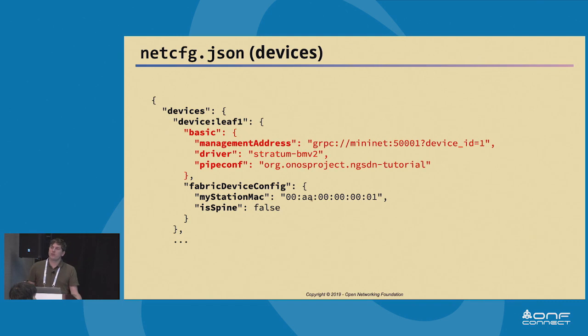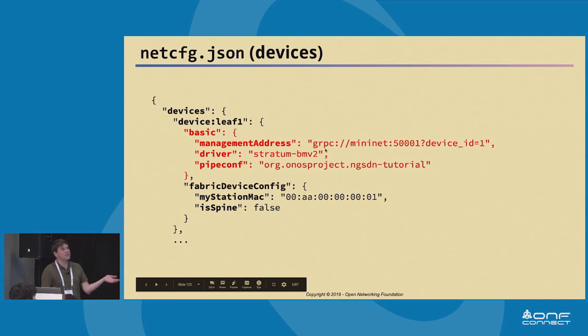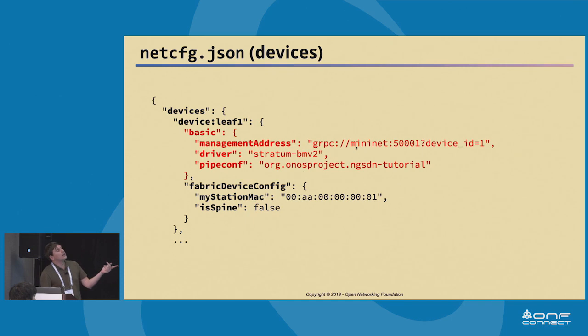This netcfg JSON file that I described before is a simple JSON file that contains for each device, again, the gRPC endpoints, the driver to use, and the pipeconf. Here, the host part of the management address is simply mininet, and that's because we're running this Mininet container using Docker Compose, so ONOS is able to refer to whatever ports are made available in Mininet by simply using the mininet hostname. But if you're trying to control a real hardware device, that's where you need to provide either an IP address or a host name that is reachable by the controller.